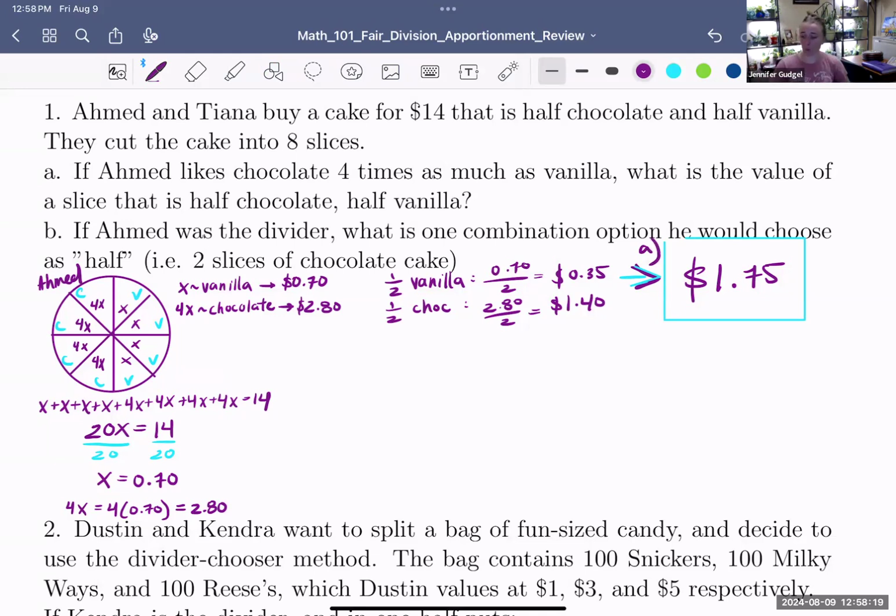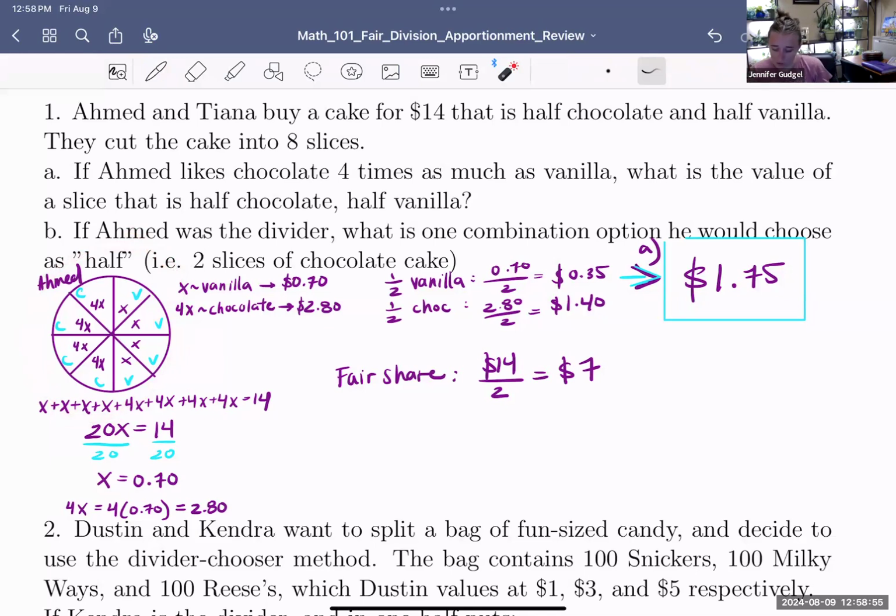Part B, if Ahmed was the divider, what is one combination he could choose as half? Remember, as the divider, you have to split it exactly in half, meaning to him, it would need to equal exactly a fair share. Let's remind ourselves what a fair share is. I said in half because there were 2 people. If there were 3 people, it would need to be in thirds. All right, the fair share is the total price divided by the number of players. In this case, there were just 2 players. So a fair share is $7. Any way he can make up $7 would count as half for him.